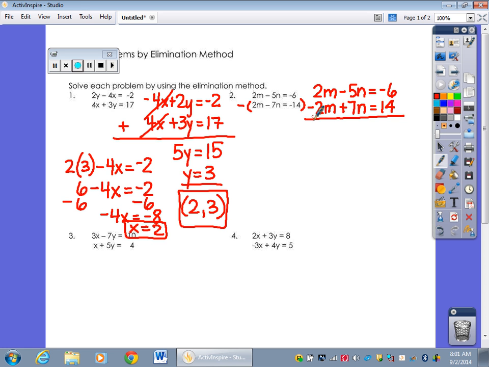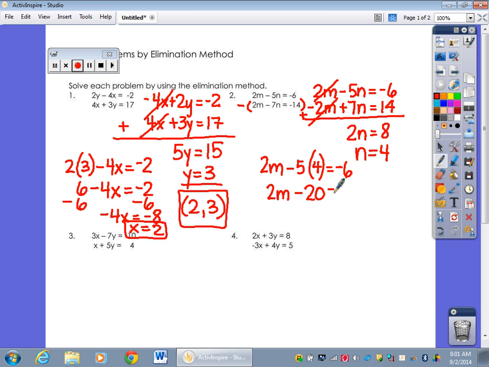Now at this point I can add them together because negative 2 and positive 2 will cancel. 7 and negative 5 is 2n, and 14 and negative 6 is 8. n is equal to 4. Once I have n, I go back and substitute in. So 2m minus 5 times 4 equals negative 6. I can choose either equation I want to do that. I always typically choose the first one. So negative 5 times 4 is negative 20. When I add 20 to both sides, I get 2m equals 14, and m is equal to 7.